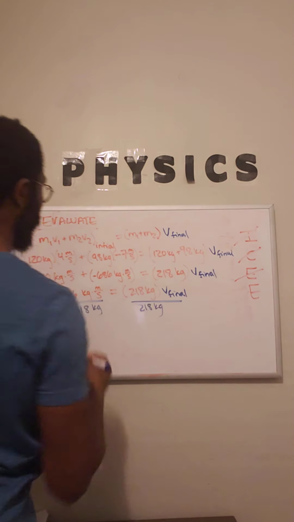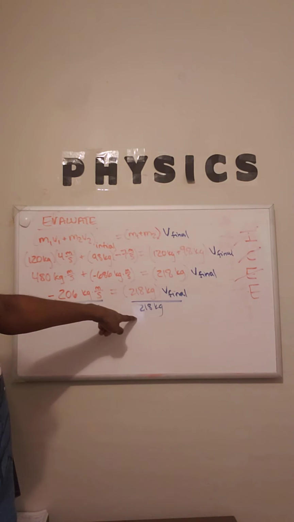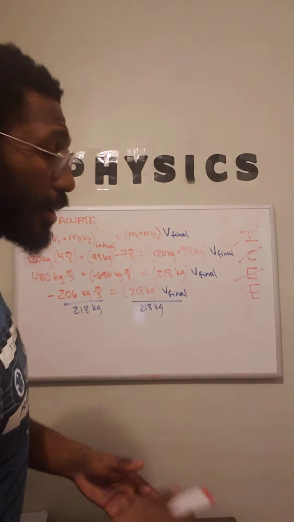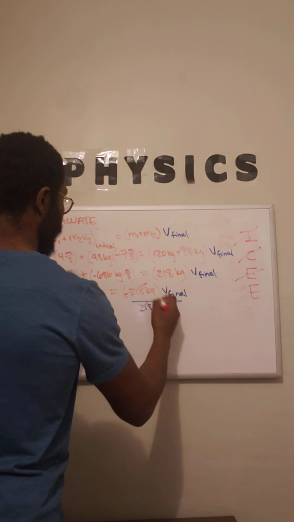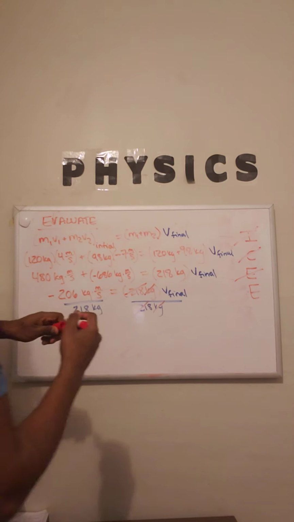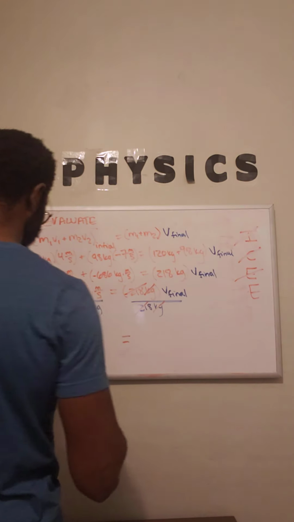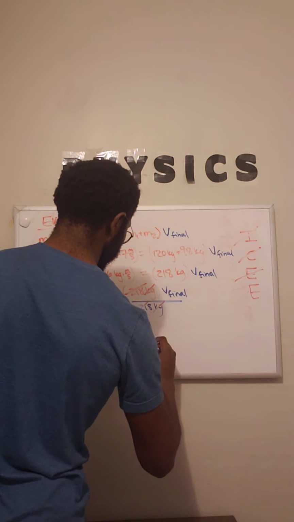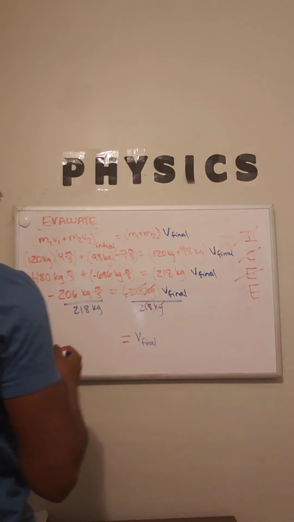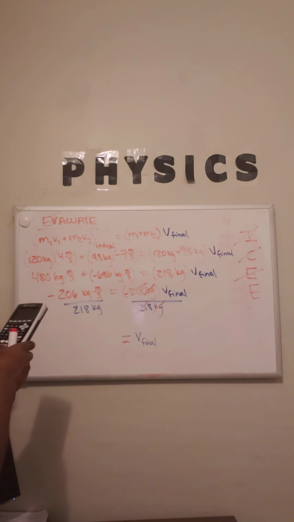Now that helps us because when you have the same thing in the numerator and the denominator, they cancel out and equal 1. So 218 cancels with 218, and kilograms cancels with kilograms. I'm left on this side of the equation with V final by itself. Awesome. Now I have to finish this here. So let's do negative 206 divided by 218.